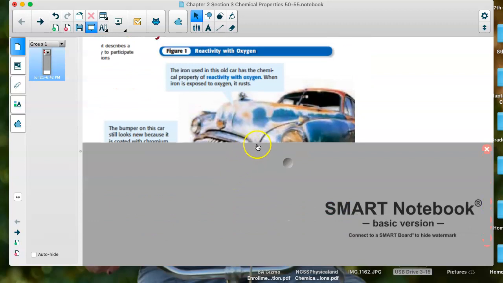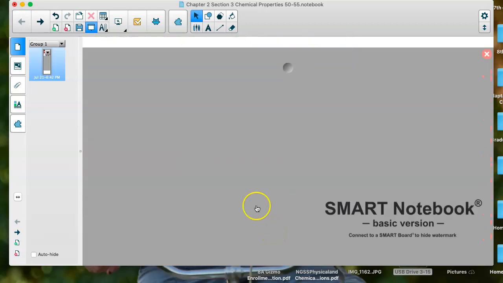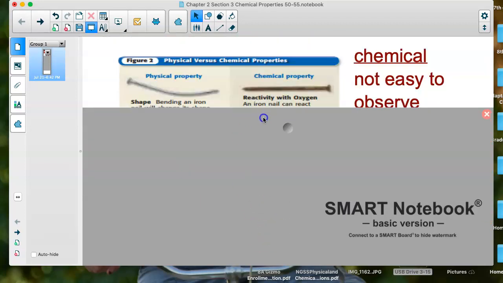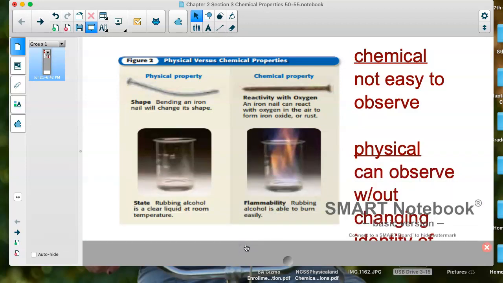So if any of you guys have ever seen a car that's rusty, right? This picture was in your science book, which you don't have yet, but this iron in this old car has a chemical property of reacting with oxygen. We call that rusting. So the bumper on the car still looks new because that's made of chromium, and it does not react with oxygen. So cars start to rust after a while because they are exposed to oxygen in the air after a lot of time. So think about a chemical property as it's a little harder to observe.